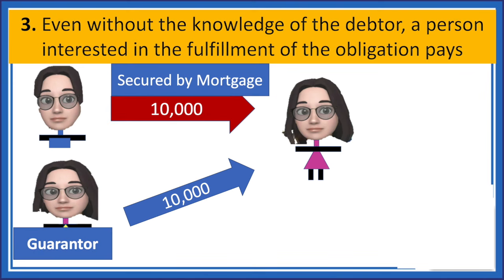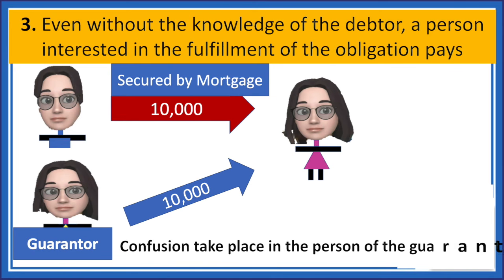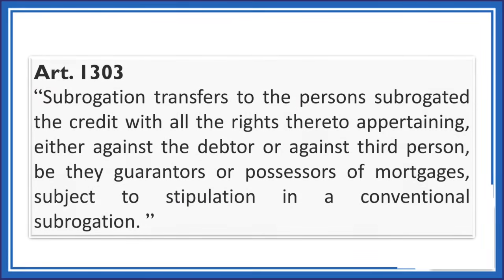Nagkaroon ng confusion as to the guarantee. Okay? So, na-extinguish na wala yun. Yun yung ibig sabihin ng without prejudice to the effects of confusion as to the latter's share. So, yun. Okay? So, Article 1303.